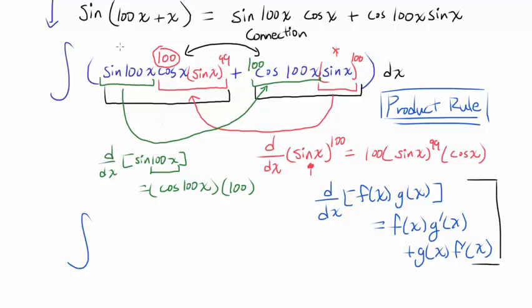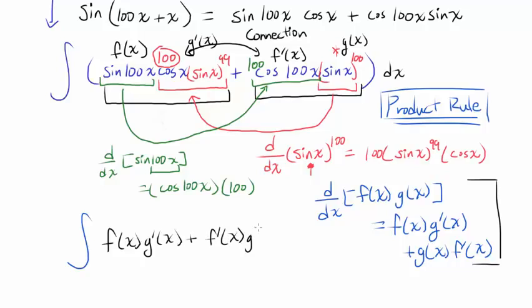So in our case, sine of 100x can be f of x, and 100 times cosine of 100x is going to be f prime of x, and you have sine of x to the 100th power being our g of x, and you have 100 times cosine of x times sine of x to the 99th power being our g prime of x. So we basically have f of x g prime of x plus f prime of x g of x dx. Okay, so this is just going backwards.